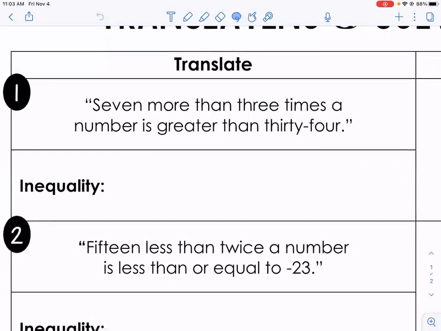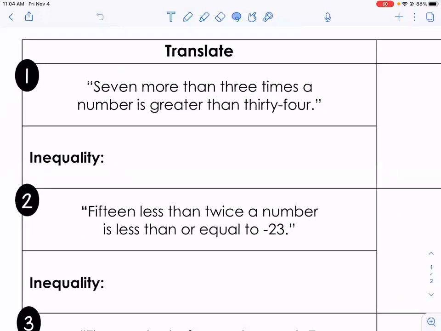Okay. This is what we are going to do today. Just as a reminder, our CSA is Wednesday, Thursday. Today and Monday, we're going to work on taking sentences and translating them into inequalities and solving them. Then Tuesday into Wednesday, we'll review. Wednesday, we'll spend the first part finishing our review and then starting our CSA.